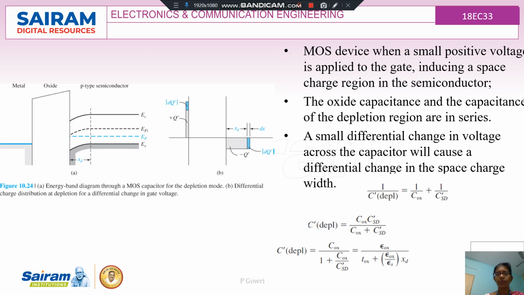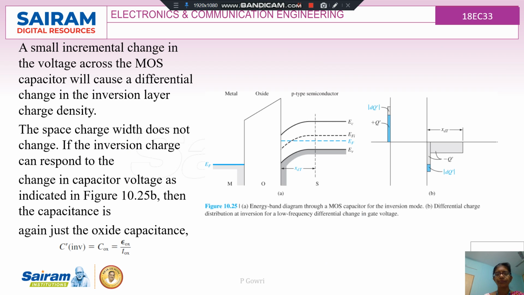Now when the applied voltage is increased, that is when more positive voltage is applied, a small incremental change in the voltage across the MOS capacitor will cause a differential change in the inversion layer charge density. This energy band diagram is for a MOS capacitor in the inversion mode. And in the second diagram, we can see the differential charge distribution at inversion for a low frequency differential change in the gate voltage. The space charge width does not change.